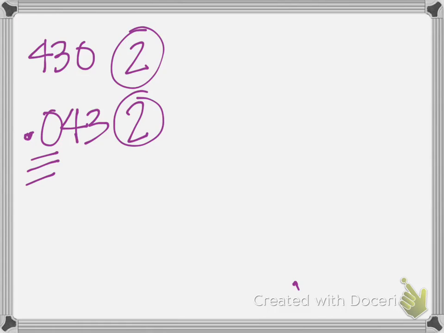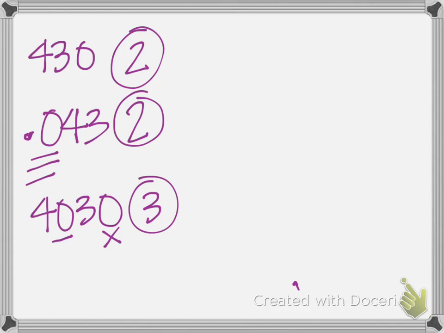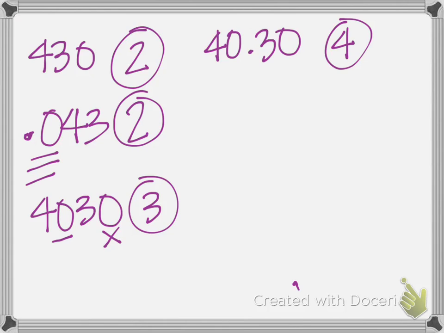Number 3, 4,030. Think about what your answer would be. There's no decimal, but there's also a middle 0. So this 0 does count, and this 0 does not, giving us 3 sig figs. Hopefully you got that one right. Number 4, 40.30. There's a decimal there. So with a decimal, every 0 counts. So we've got 4 sig figs.